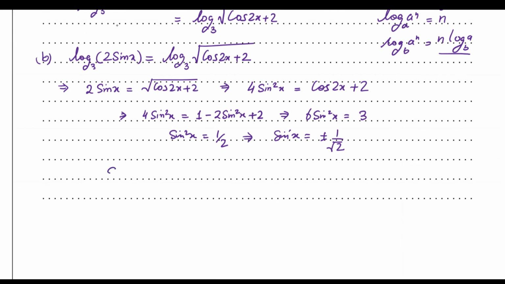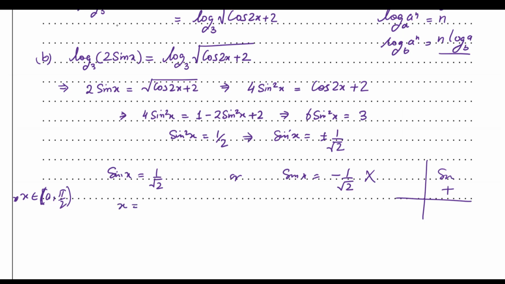So from here we can see sine x is either going to be 1 over root 2, or sine x is going to be negative of 1 over root 2, but we are finding x lying between 0 and pi by 2. It means in the first quadrant sine is always positive, so we cannot take this, it's not possible. So we'll only take sine x equals 1 by root 2, and we know it is going to be sine inverse 1 by root 2, or we can directly write it is going to be pi by 4. So x is pi by 4, and here we can write not possible. Why? Because in first quadrant sine is always positive.